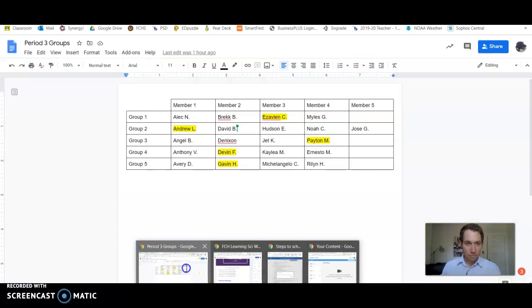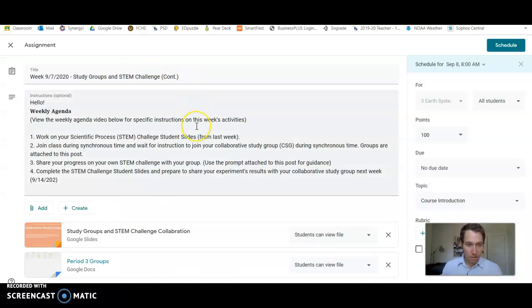To wrap up this week, you have, again, essentially this week to complete everything on your STEM Challenge student slides, being ready to turn them in and present them the following week, okay?